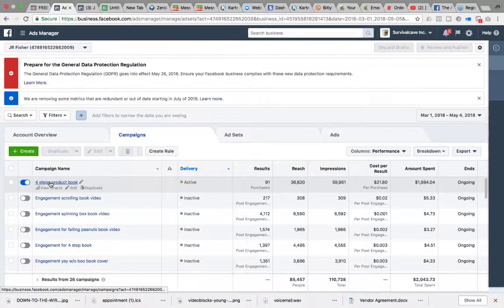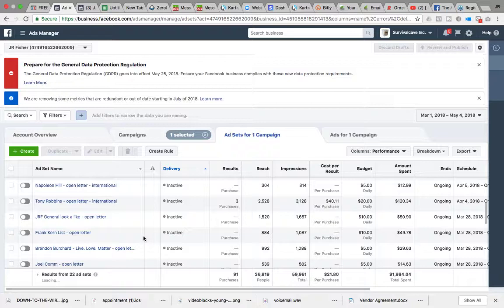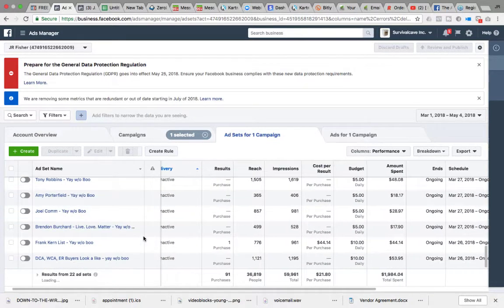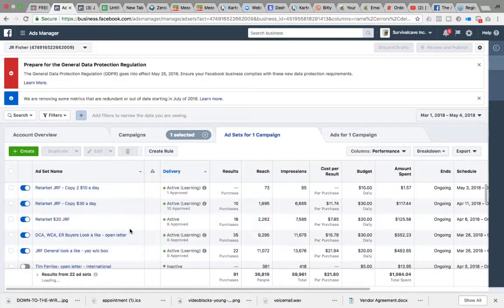So I'm going to click on this and go into the actual ad sets. Now, if you notice, there's a lot of ad sets in here, okay? There's a bunch of them. Matter of fact, what do we have? We have 22 ad sets in here. Now, what is an ad set? An ad set is your audience. This is where it's going out to, okay? So each ad set here is an audience, and it has a budget.